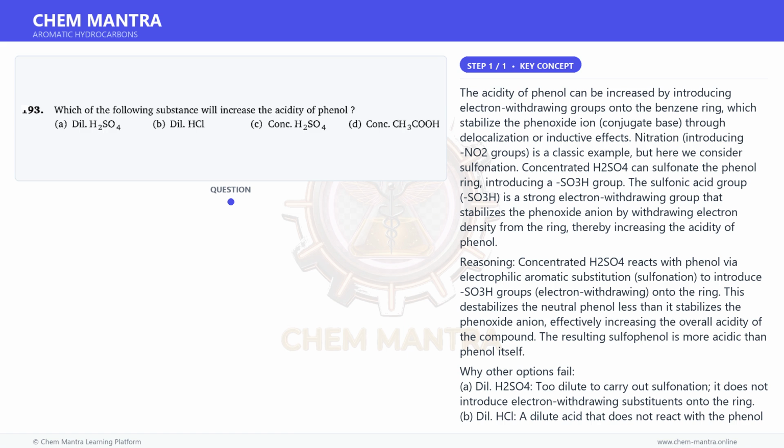change in acidity. D. Conc. CH3COOH, acetic acid, is a weak acid and does not perform electrophilic aromatic substitution on phenol under normal conditions to introduce electron-withdrawing groups. It would not increase the acidity of phenol.